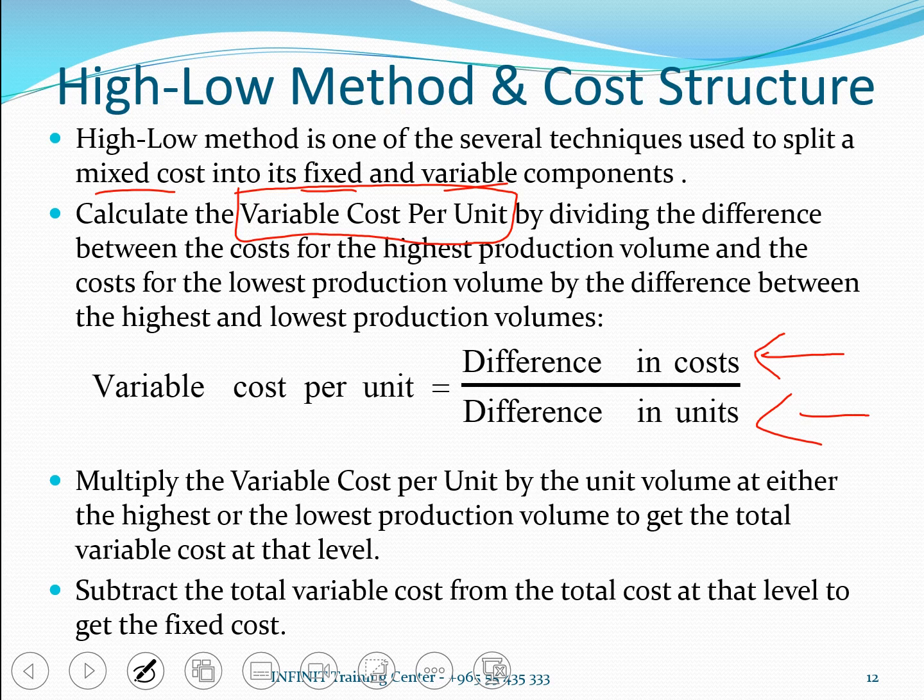So that we have seen in the previous example, you got variable cost per unit. Now multiply variable cost per unit with the unit volume, you will get the total variable cost. So if you have the total variable cost and the total cost, if you subtract total variable cost from the total cost, you will get your fixed cost. That's what here, subtract variable cost from the total cost. So you will get your fixed cost.